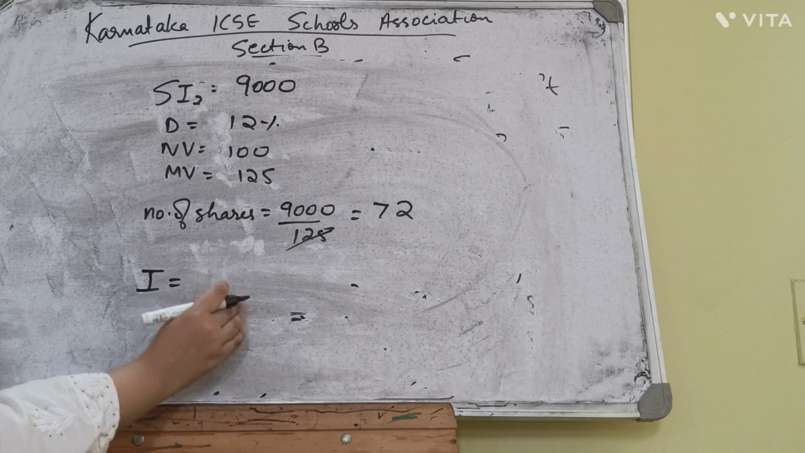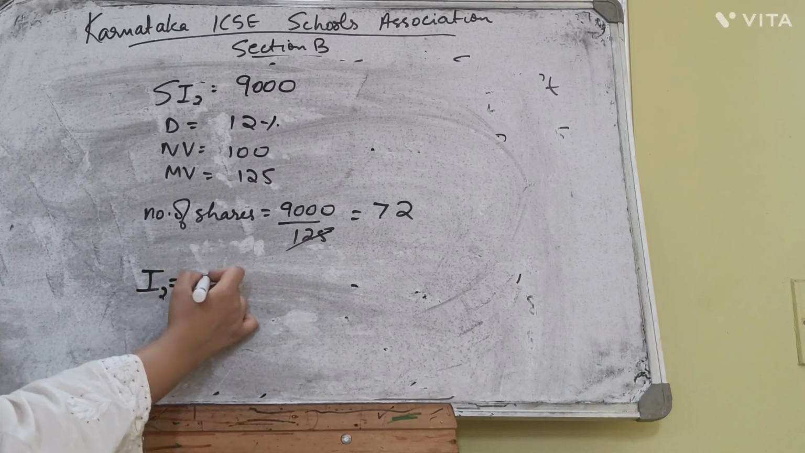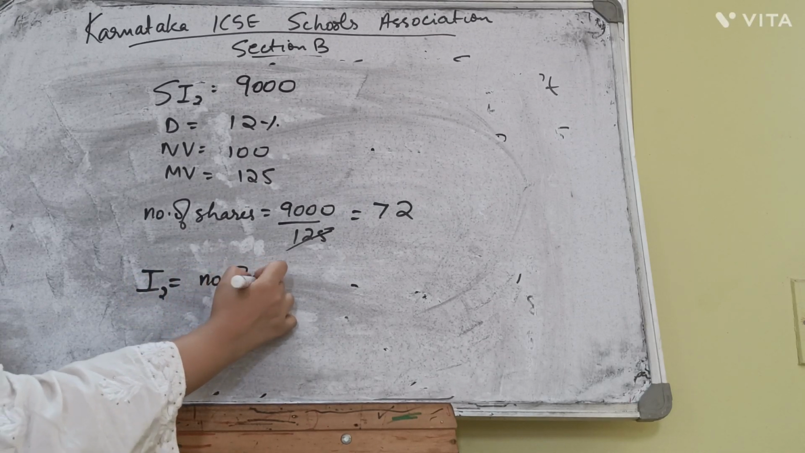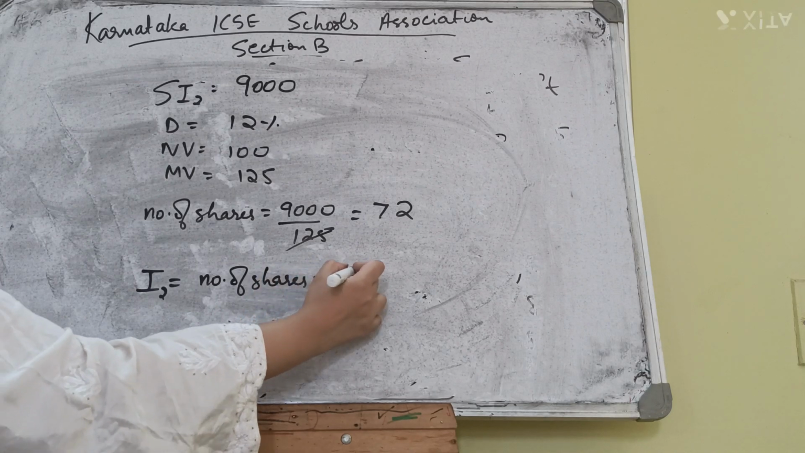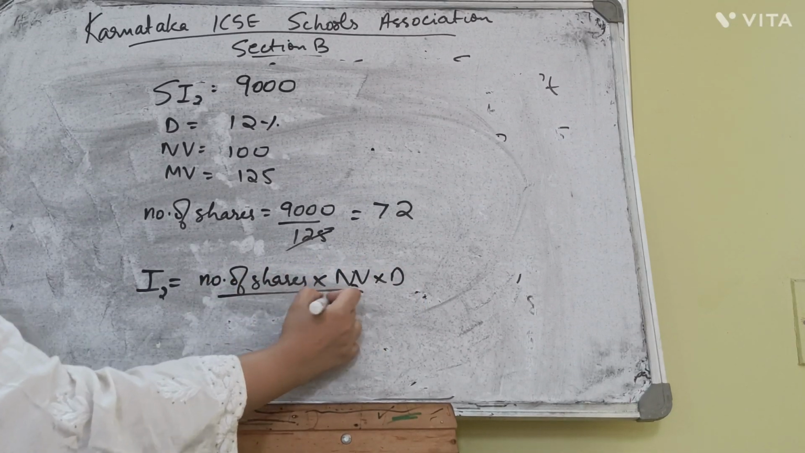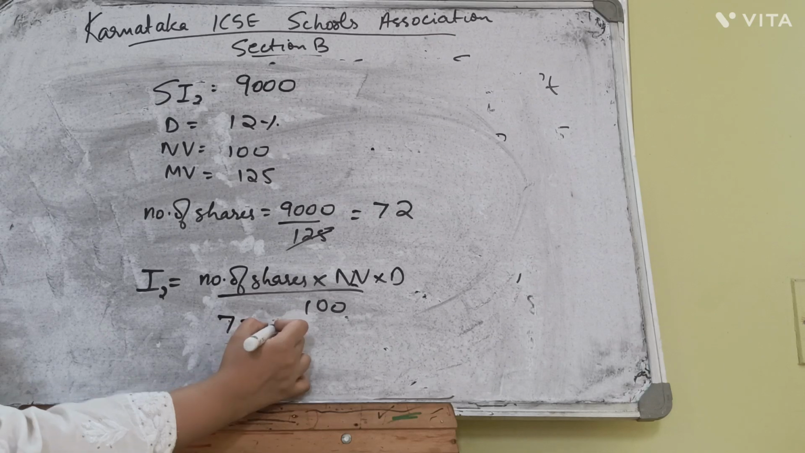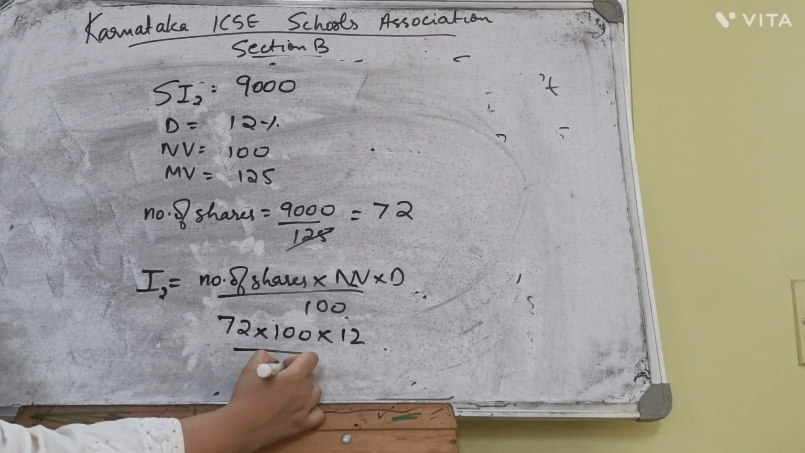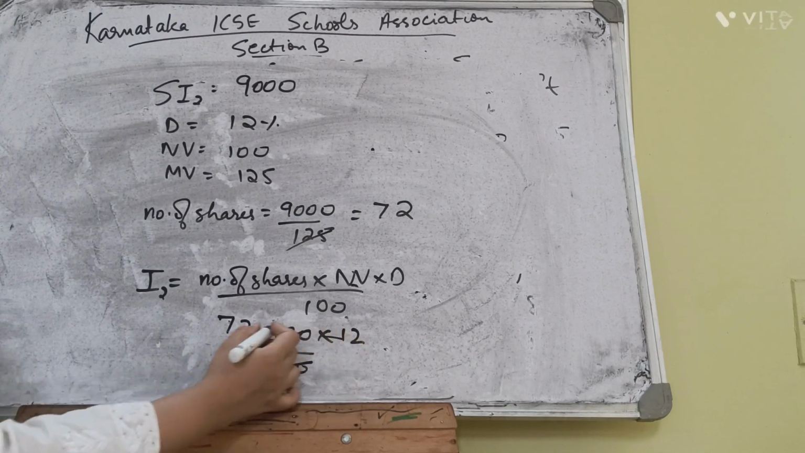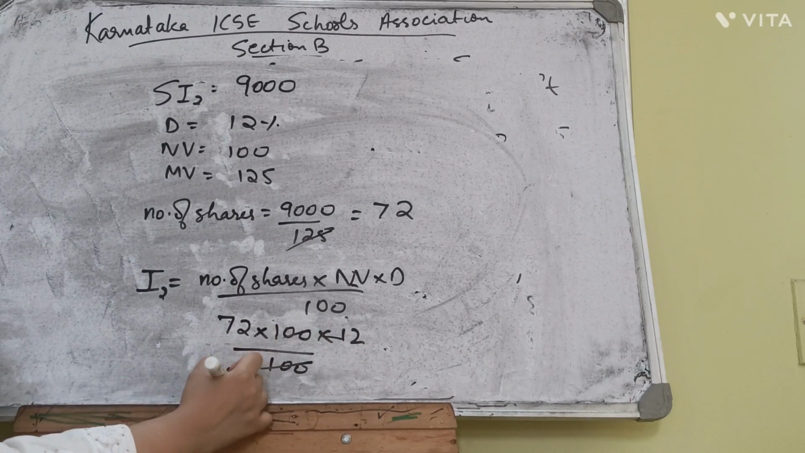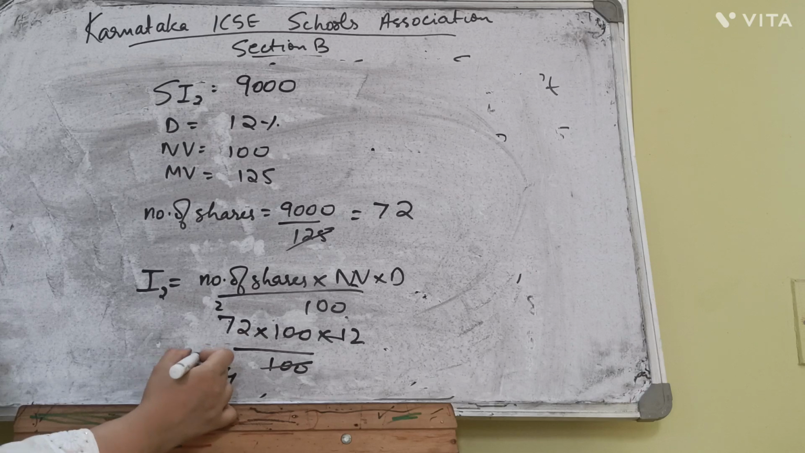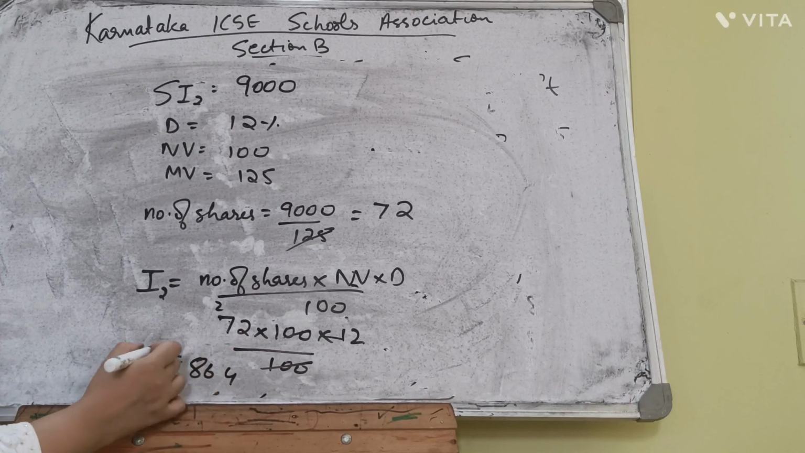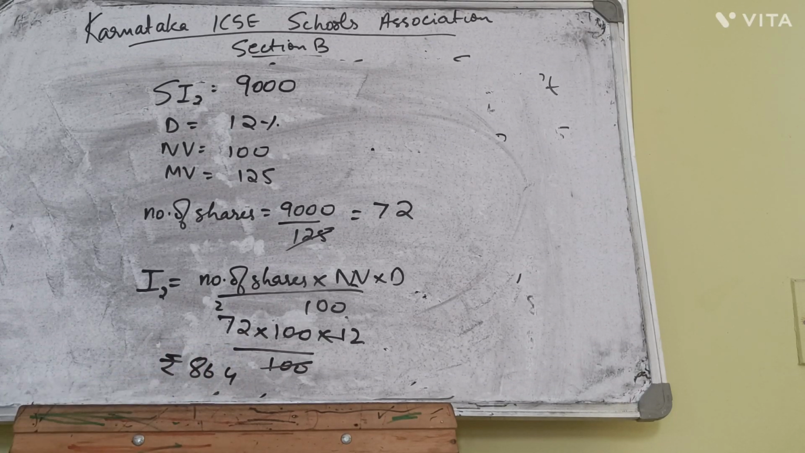Now we need to find the change in the annual income. So first let us find the income for this part. So here income will be number of shares into nominal value into D by 100. Number of shares is 72, nominal value is 100, D percent is 12 upon 100. 100 goes, so 12 into 72 is 864. So this is the income from the second company.